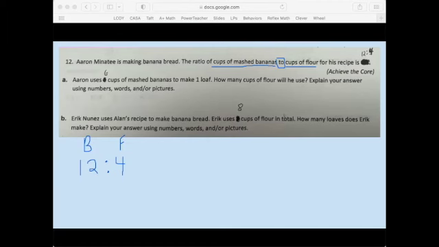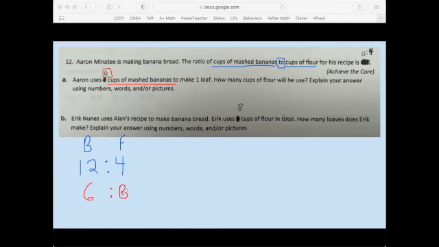Now what the problem is telling us is that Aaron used 6 cups of mashed bananas to make the loaf of bread. How many cups of flour will he use? So we don't know, when he uses 6 cups of mashed bananas, how many cups of flour he will use. So that's going to be our mystery number, which in 6th grade we know we call a variable. A variable is a letter that represents an unknown number, or a number, period.